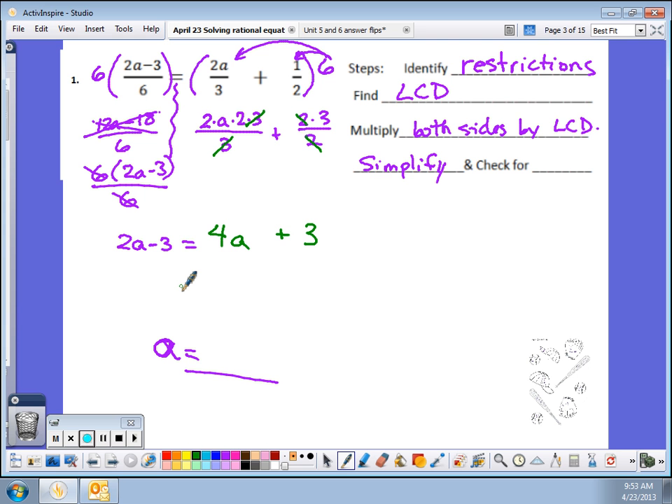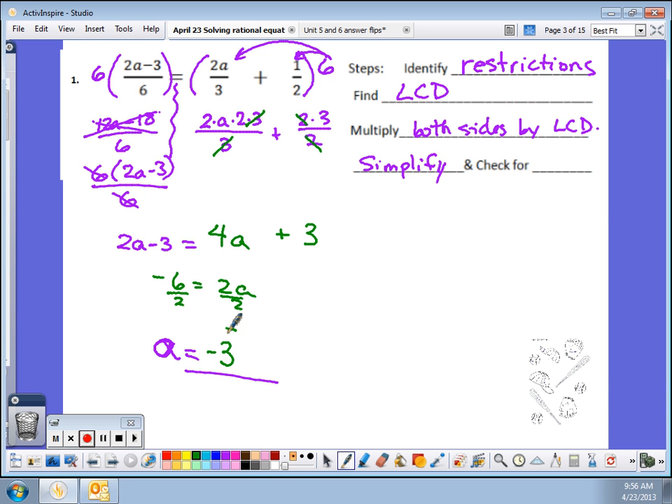All right. I'm going to hit pause. I want you guys to keep going with this and tell me what a is. All right. So we get all our a's on one side, get all our numbers on the other side, and we divide by 2. And a equals what?